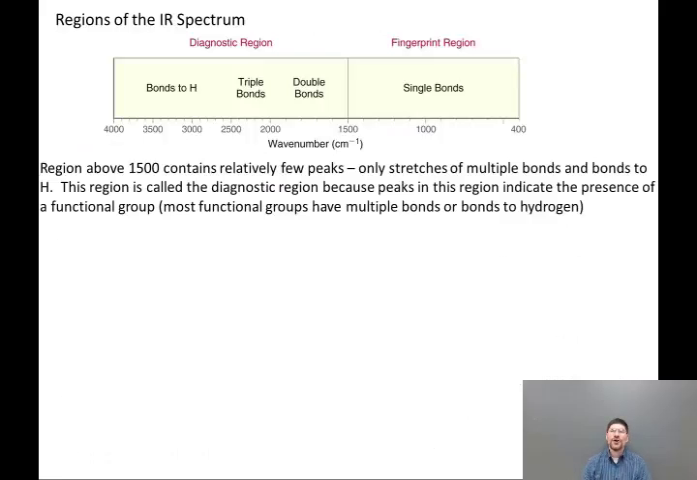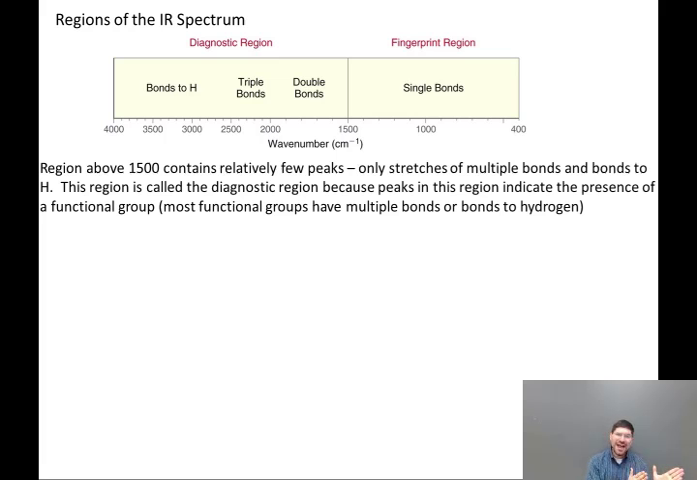Okay, so that's all well and good. Well, what kinds of stretches would we expect in what region of the spectrum? Okay, so this is our roadmap, so to speak, of how to interpret an IR spectrum. So the center of the spectrum is roughly 1,500 wave numbers.